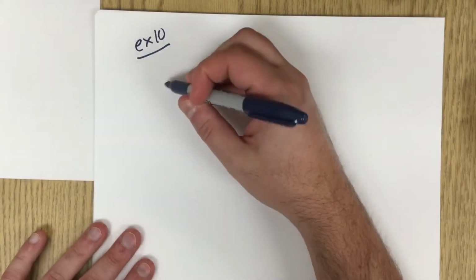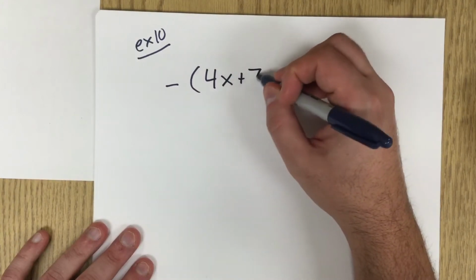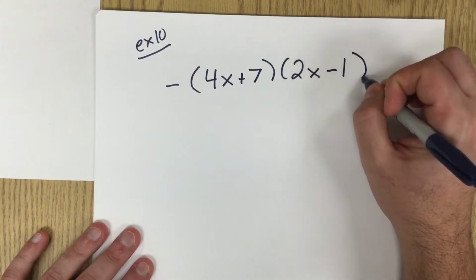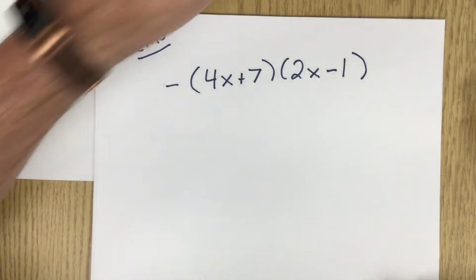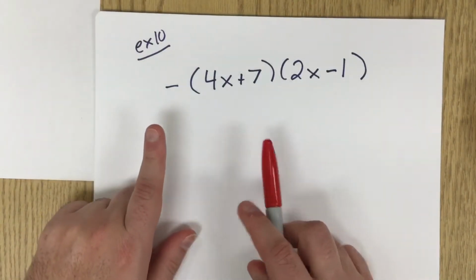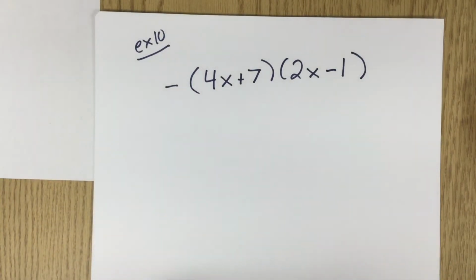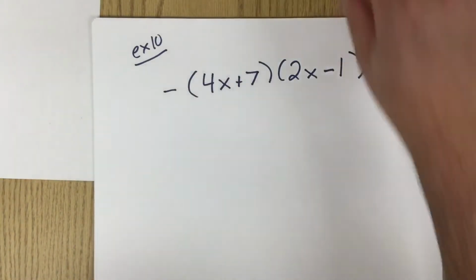Example 10. Okay, so what we have here is negative 4x plus 7 times 2x minus 1. So what we are going to do is, this may not look like it, but it actually is a something times a something times a something. It's just that the first something is, of course, an invisible minus 1.